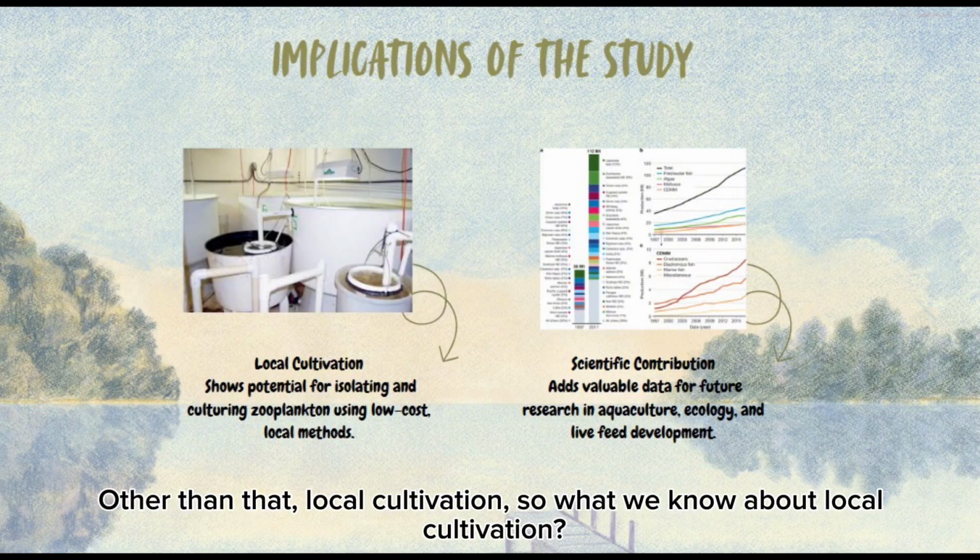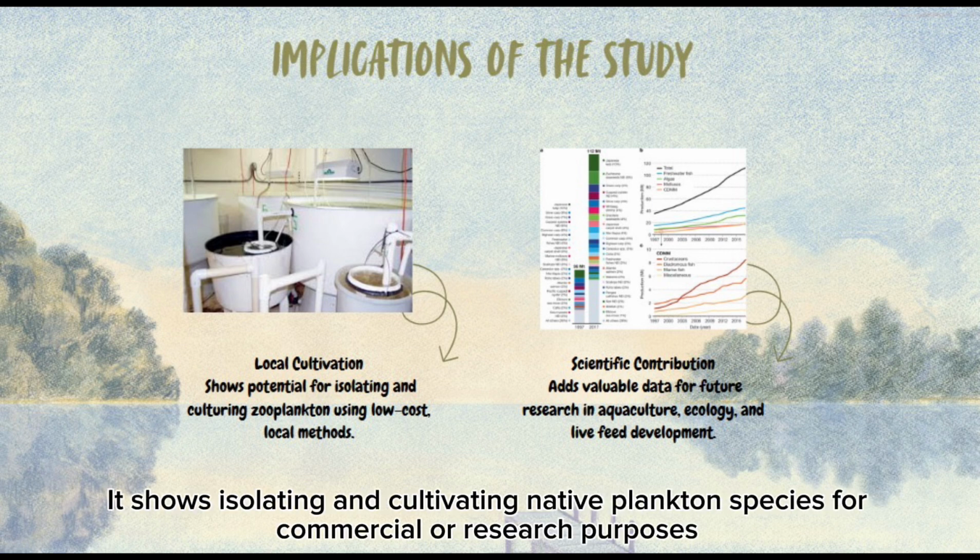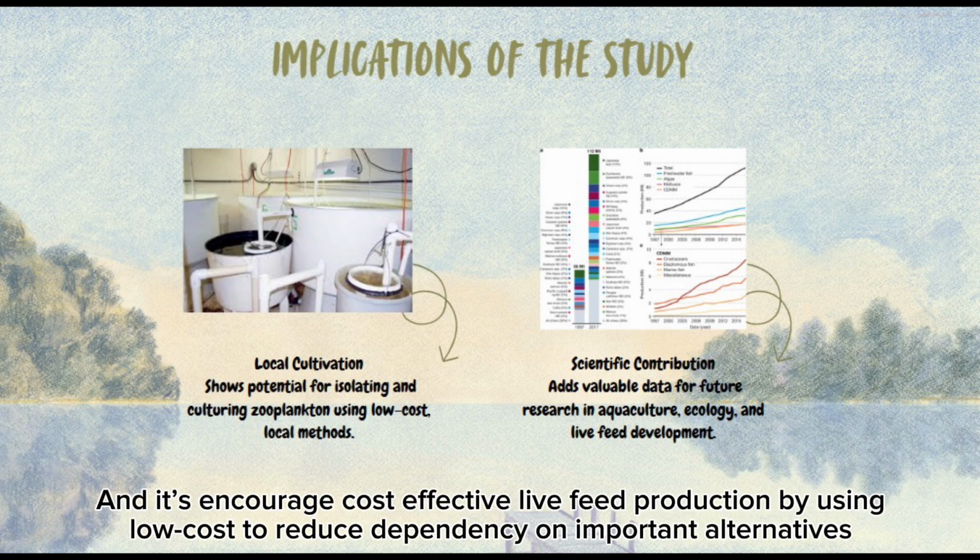Other than that, local cultivation. So what do we know about local cultivation? Local cultivation demonstrates the feasibility of isolating and cultivating native zooplankton species for commercial or research purposes. And it encourages cost-effective live feed production by using locally sourced organisms, reducing dependency on imported alternatives.